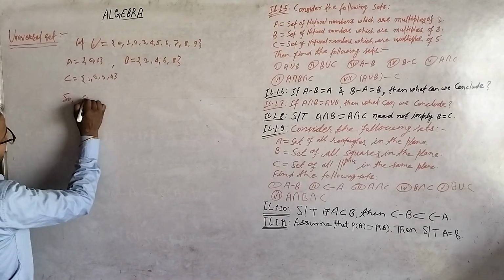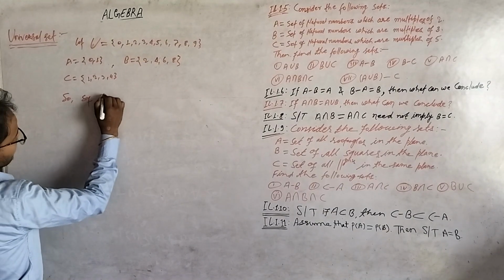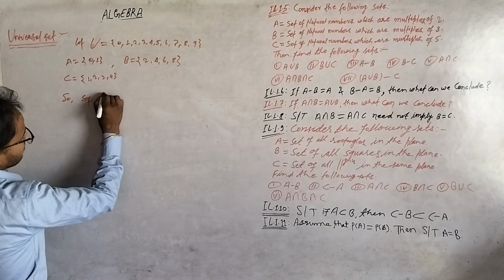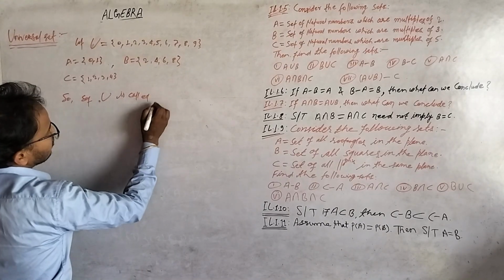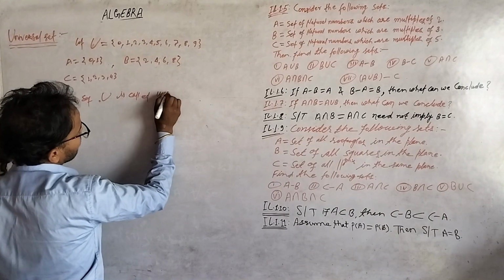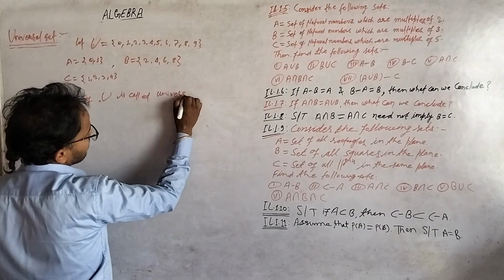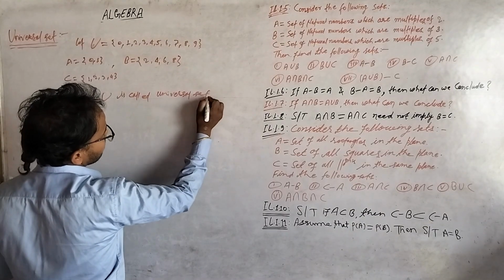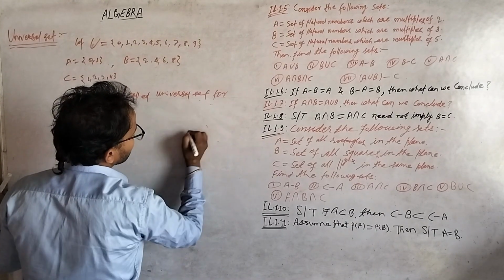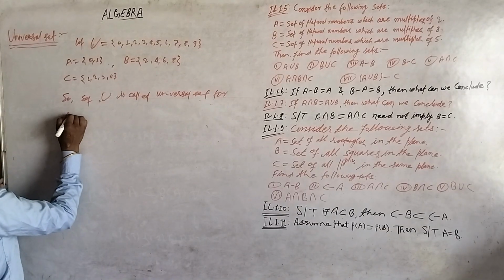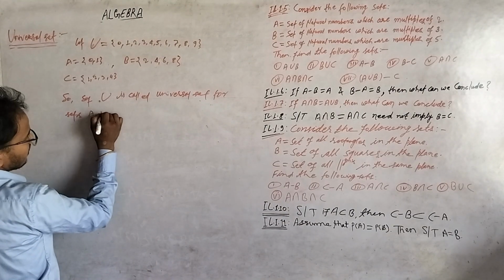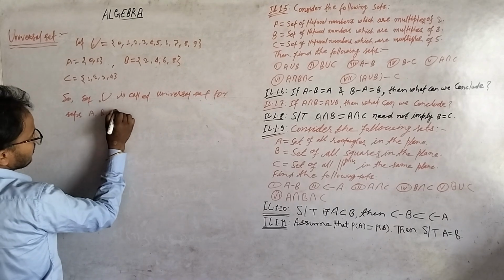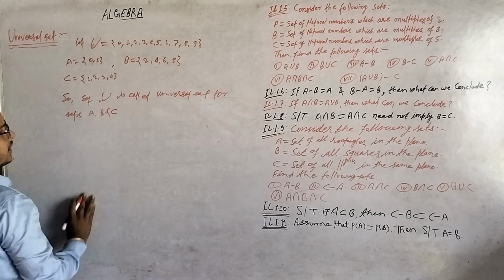So set U is called the universal set for sets A, B and C.